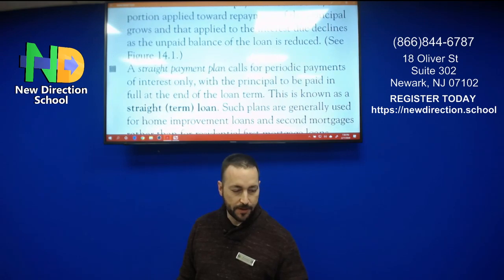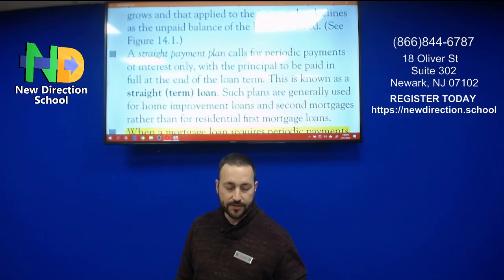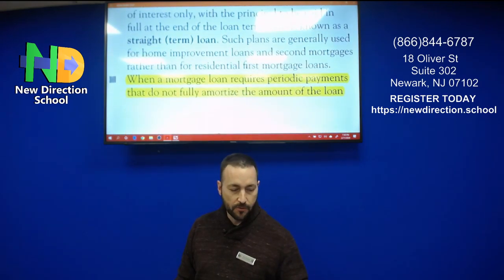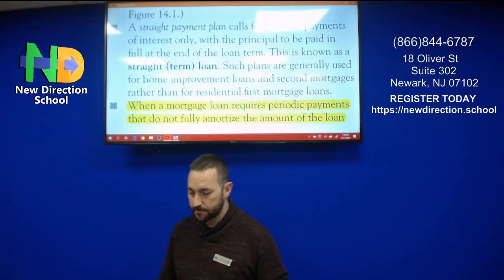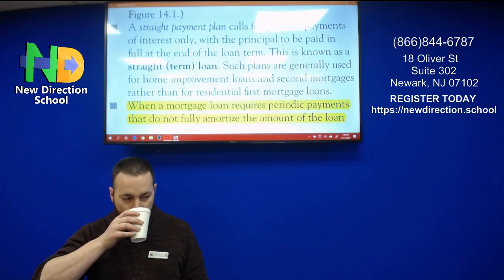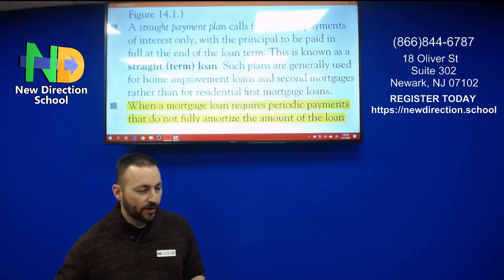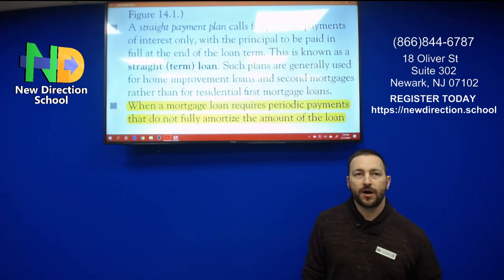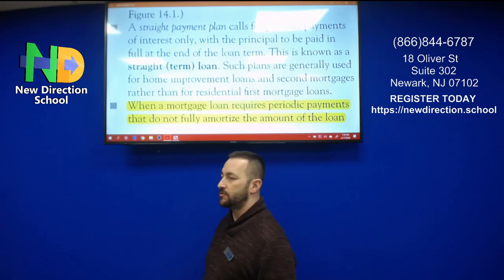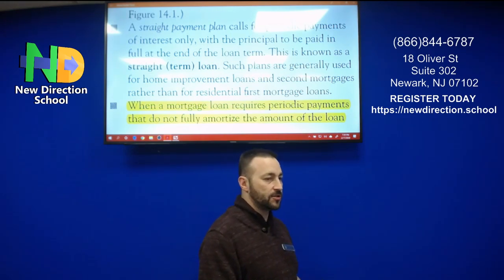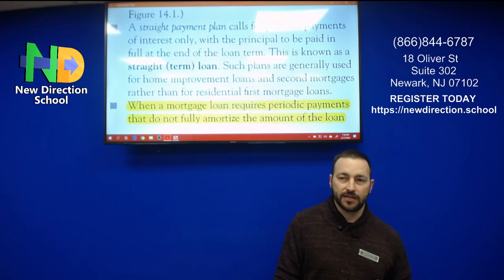Next, we have straight payment plans. Straight just means term loan. We can actually skip this for now. I want you to go to the last one. And it says, when the mortgage loan requires periodic payments, please underline that do not fully amortize the amount of the loan. Underline that do not fully amortize the amount of the loan.